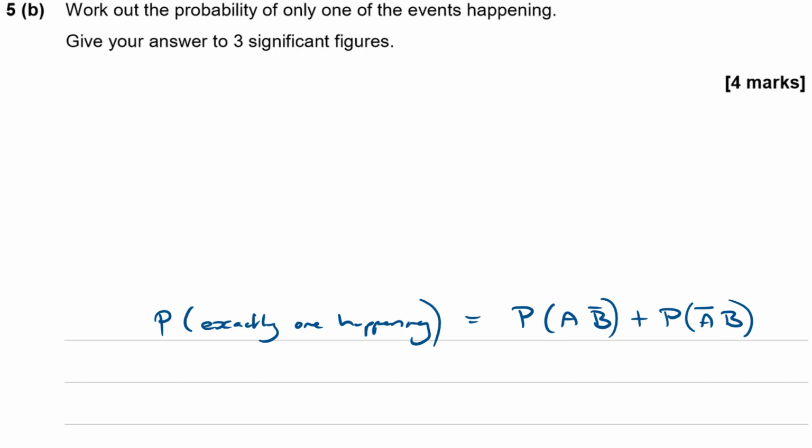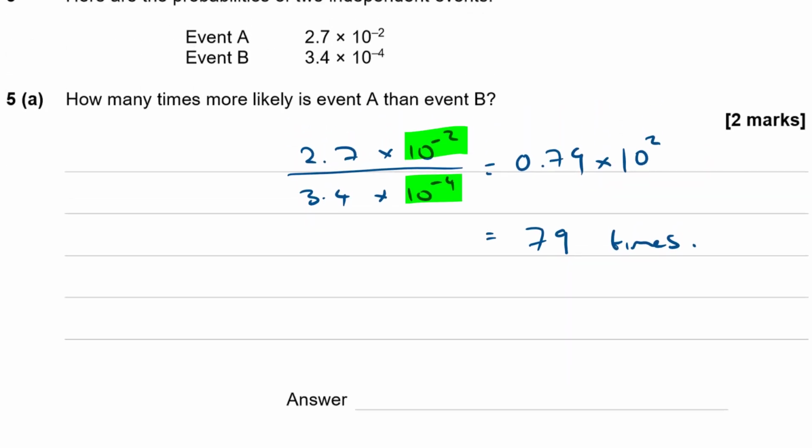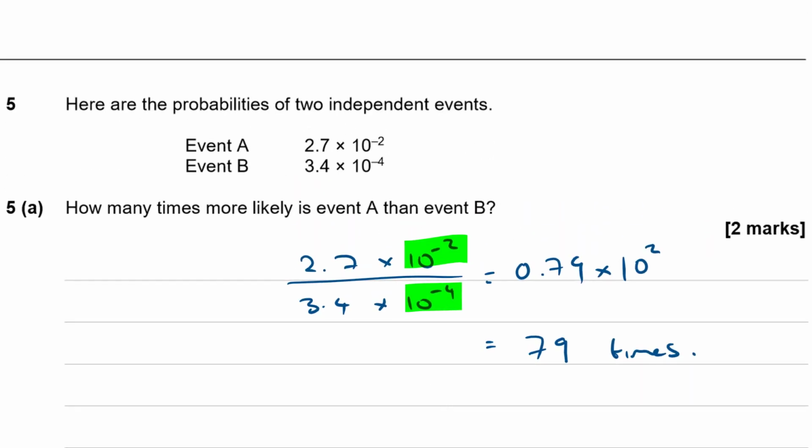So we know the probability of A and B, and the probability of not A and not B is going to be 1 minus those amounts, isn't it? So up here we've got the probabilities that those 2 events happen. So then the probability that they don't happen is going to be 1 minus that, isn't it?